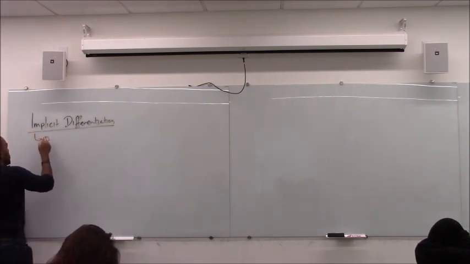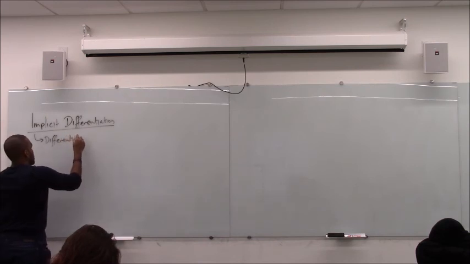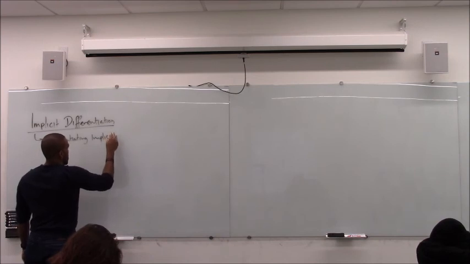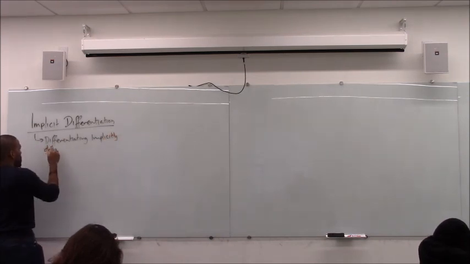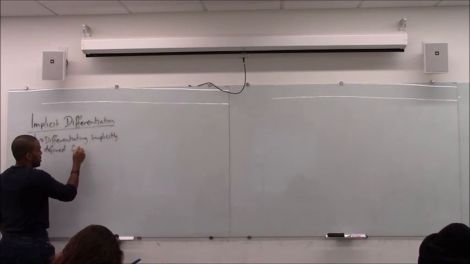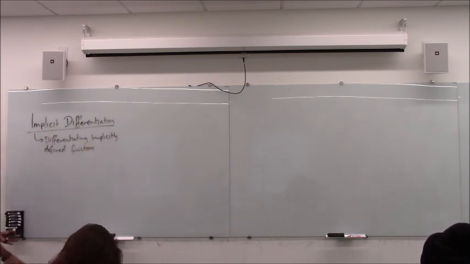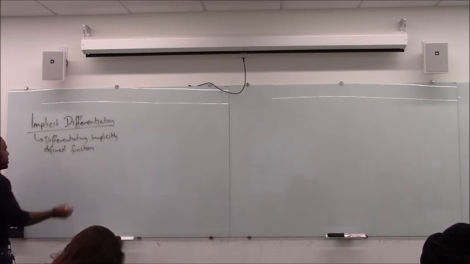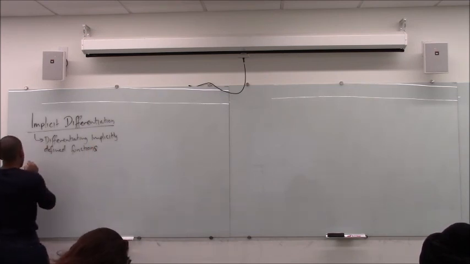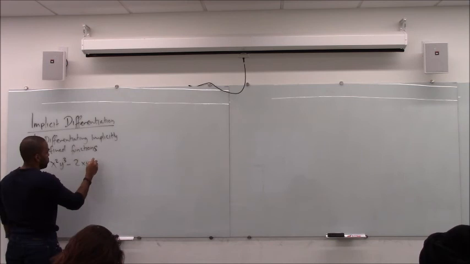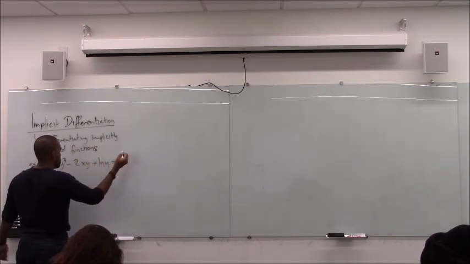So this is differentiating implicitly defined functions. And you can remember what that meant. It meant that your function wasn't explicitly out in the open on one side, like y equals f of x. You had things mixed together. So like x squared y cubed minus 2xy plus ln of y equals 7.